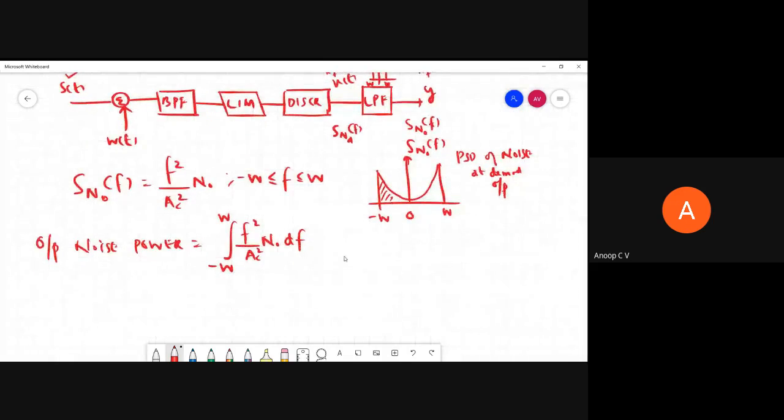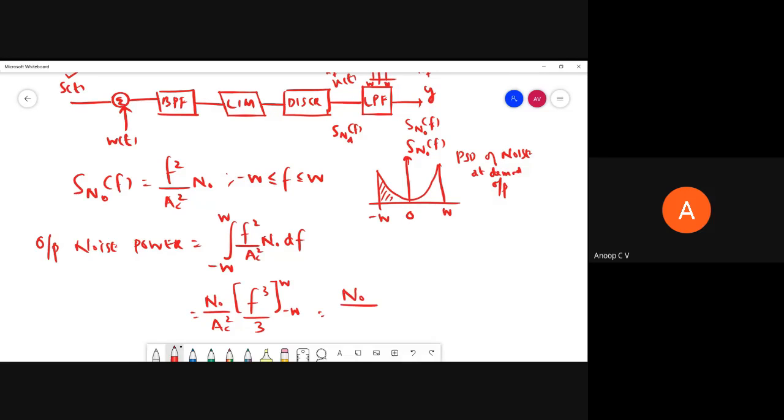AC and N naught are constants, so we can take them out. It is N naught by AC square times the integral of F square DF, which is F cube by 3, and we have to apply the limit minus W to W. So this is equal to what?